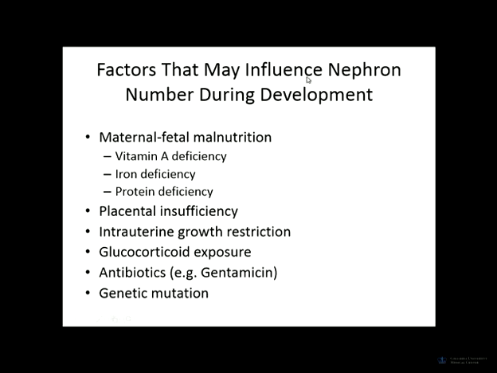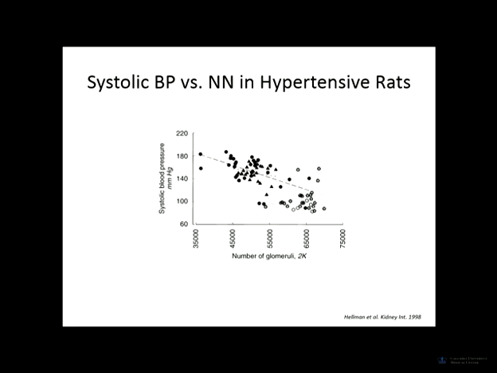So these are the factors that we think influence nephron number during development. Aside from low birth weight: maternal fetal malnutrition, placental insufficiency, intrauterine growth restriction, steroid exposure, antibiotic exposure during pregnancy, and mutations. So in rats and in a number of other experiments, I'm just showing one, the number of glomeruli here, low glomerular number, high glomerular number, is inversely related to systolic blood pressure.